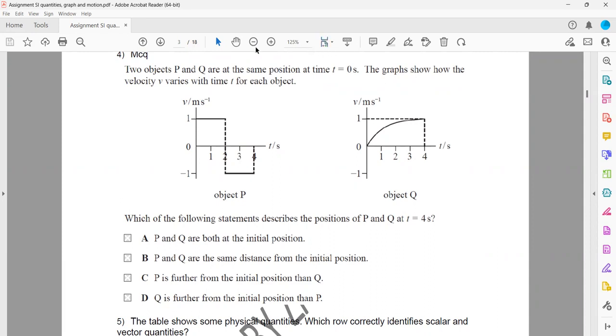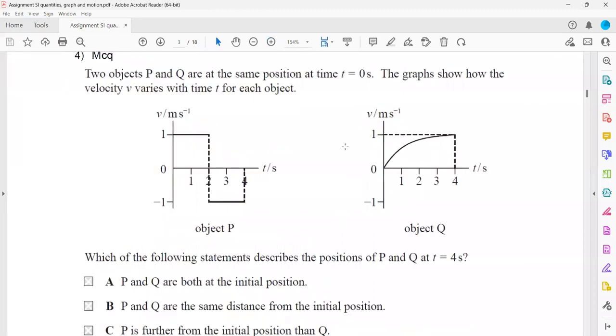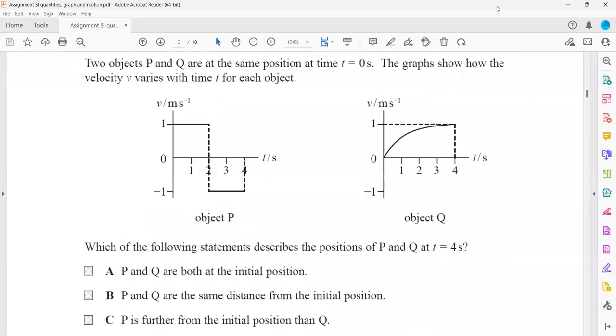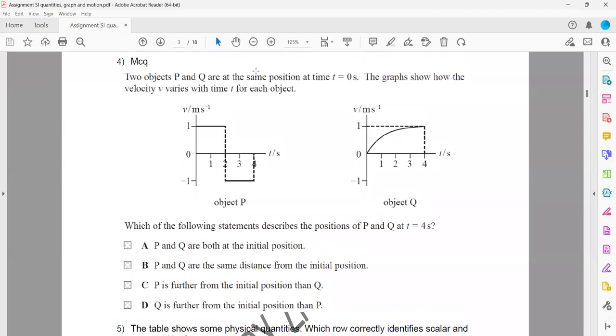Basically, what happened in this case, when you check for P, first it was having a positive velocity, then it is having a negative velocity, and of equal magnitude. For the first 2 seconds it was +1, and then from 2 seconds to 4 seconds, it is -1. So what does it mean? It means that object P first moves towards the right with a speed of 1 meter per second for 2 seconds, and then it returned back for the same time interval.